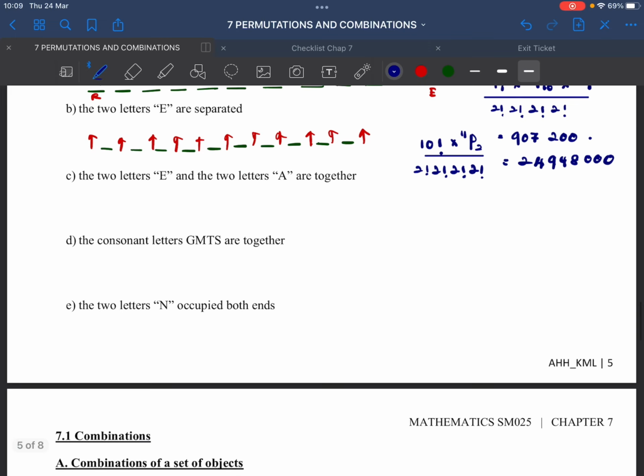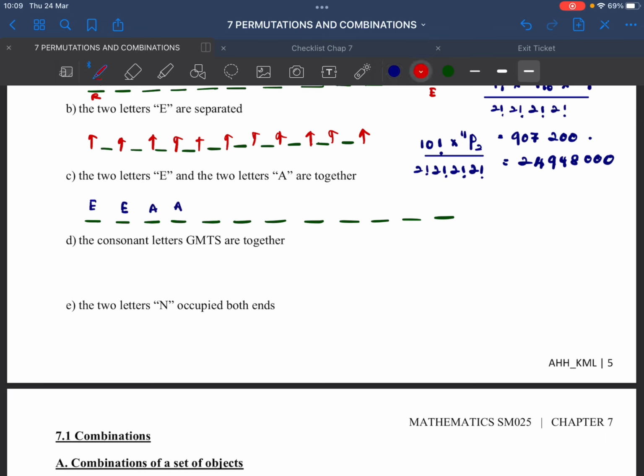Okay, next, the 2 letters E and the 2 letters A are together. Ingat, kalau together terus letakkan circle. Okay, mesti letak circle. So tadi kita ada 12 huruf kan? 3, 4, 5, 6, 7, 8, 9, 10, 11, 12. Okay, so 2 letter E's. Kita tulislah E, E, A, A, A, A.